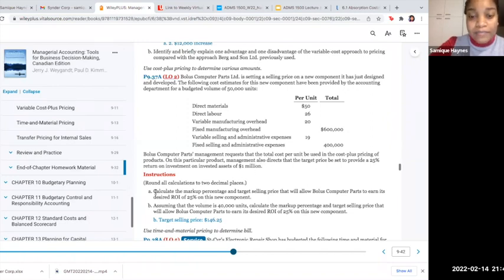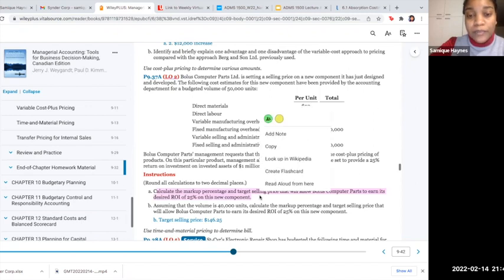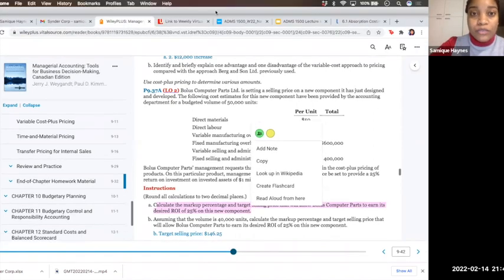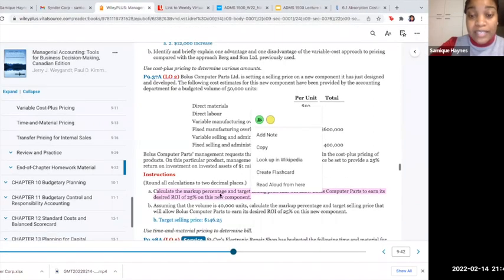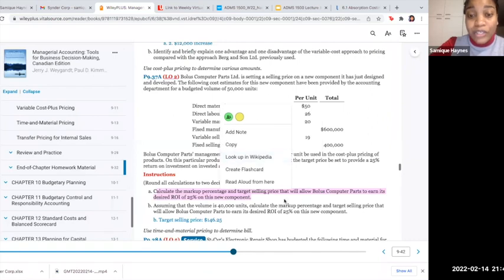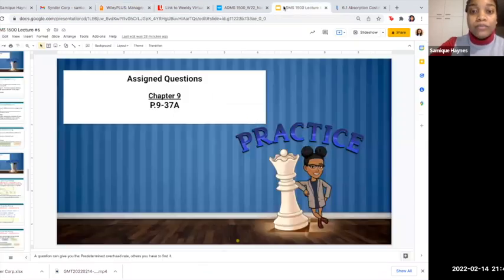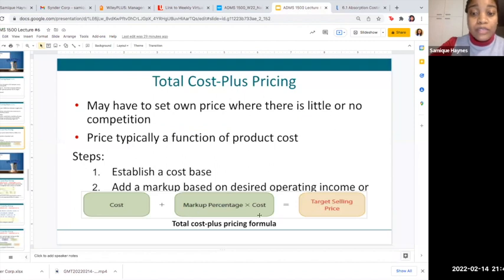Part A says, calculate the markup percentage and target selling price that will allow Bolus Computer Parts to earn its desired return on investment of 25% on this new component. Remember, the first part says to calculate the markup percentage, and we've already learned how to calculate our markup percentage.